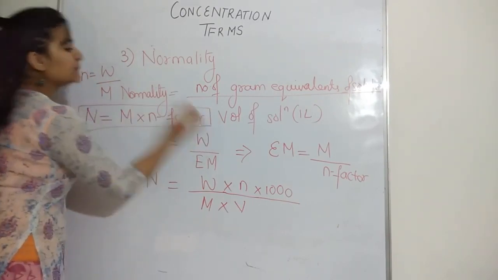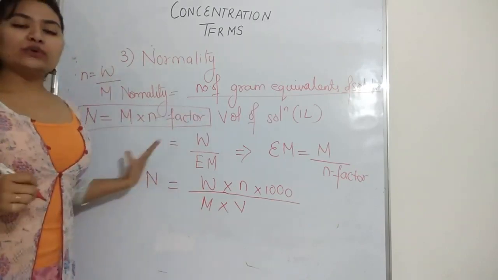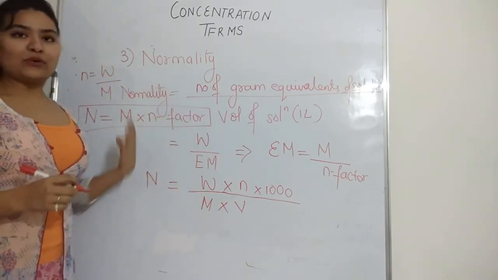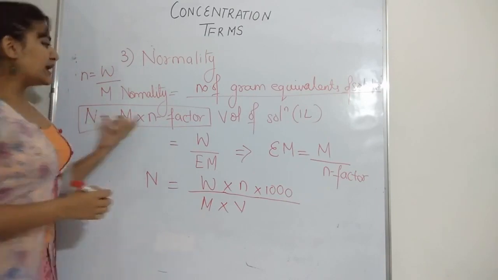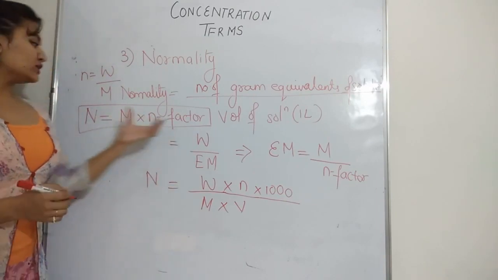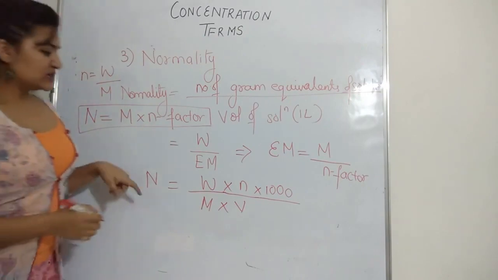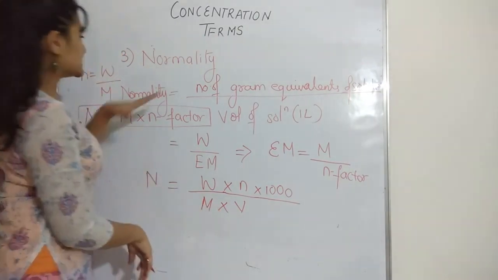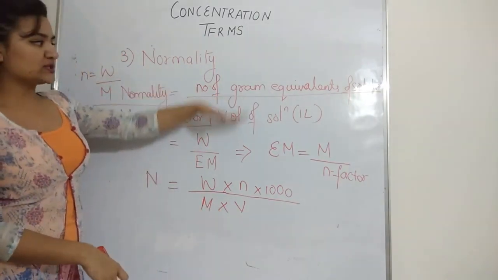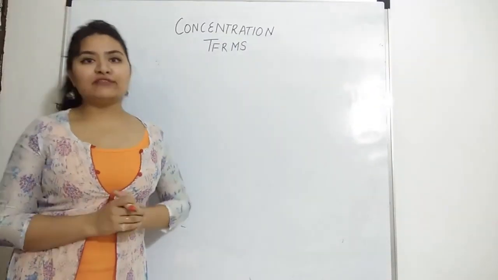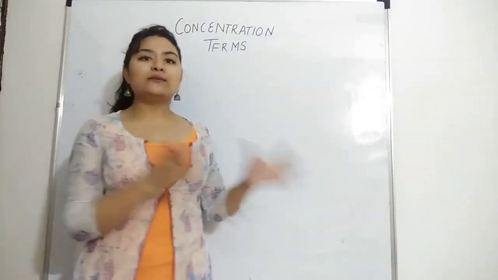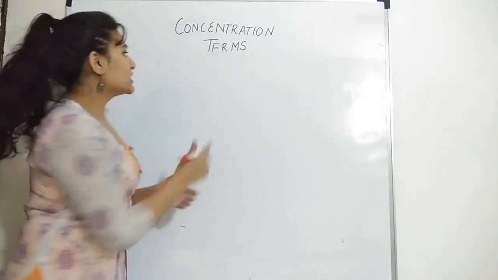This is an important formula. Here you can correlate both molarity as well as normality. Molarity के साथ n factor multiply कर दो, you will get normality. So this is the expanded version and this is the shortest one. Okay. Now we are going to learn how to find out n factor for any compound or a reaction.